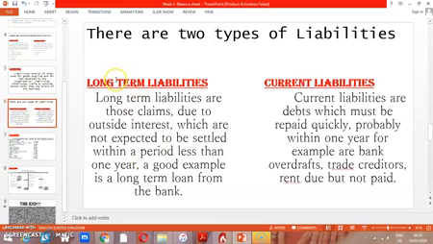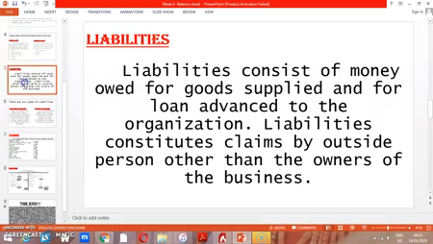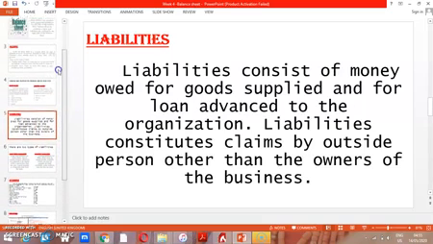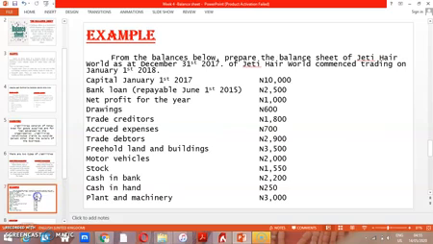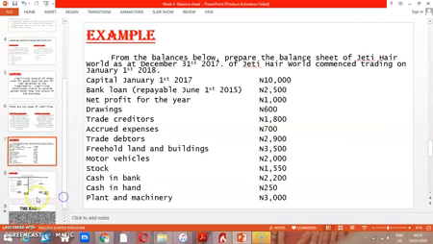Examples of long-term liabilities were given. Current liabilities, the examples were also given. Assets, they were also given. So you can always refer back to the note for assets and the examples, so that you will know where to post whatever is being given. For fixed assets, these are the examples of fixed assets. For current assets, these are the examples of current assets. So when you are preparing your account, you should know where to post to.